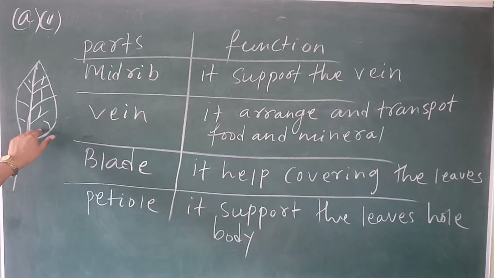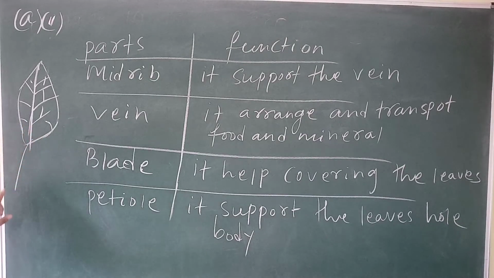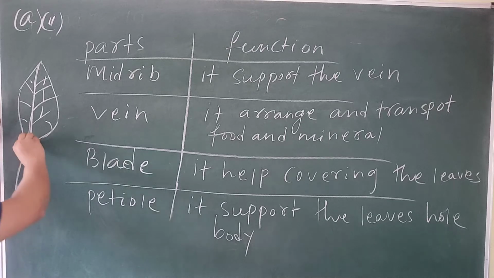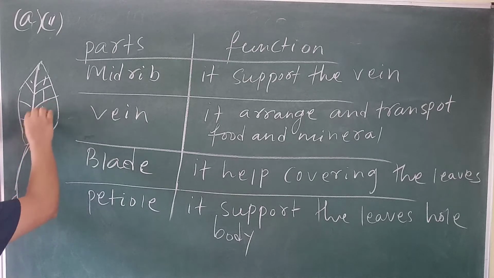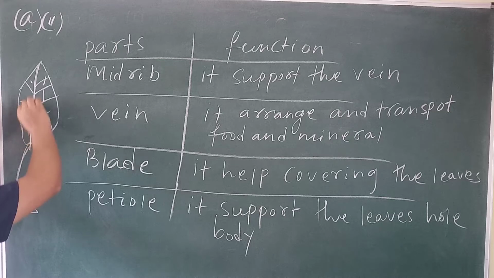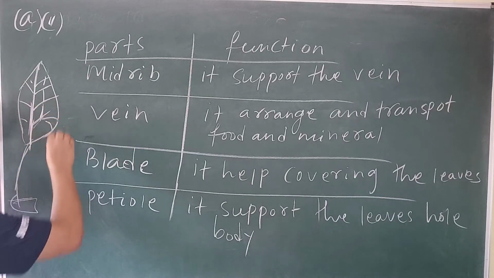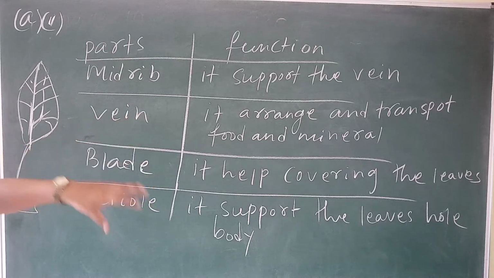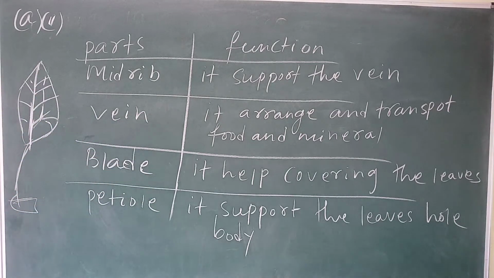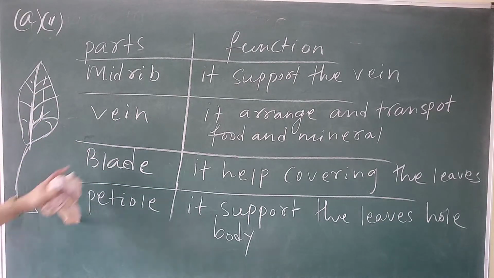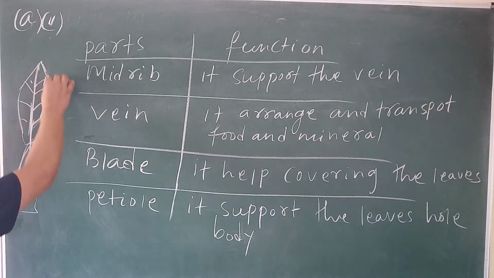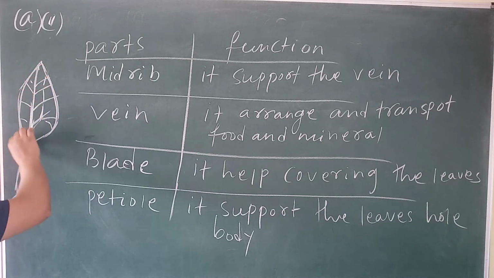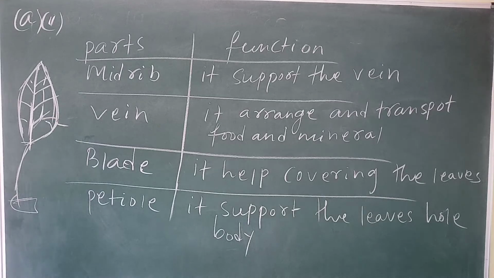Then vein. What is the function of vein? From the root, the plant takes food material, and it is provided to the midrib, and from the midrib it is spread to the different parts of the leaves. Yes or no? So then blade. This surrounding is called a blade. The blade is covering the leaves.